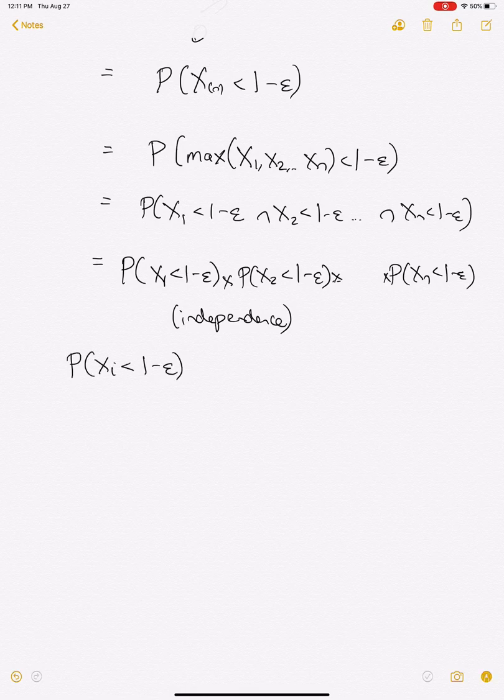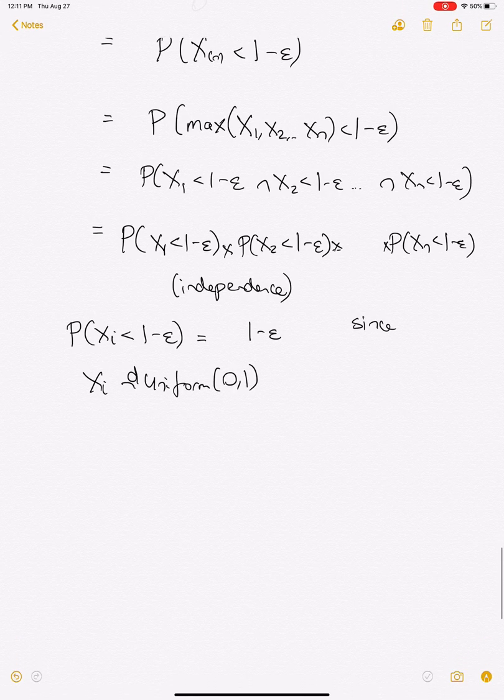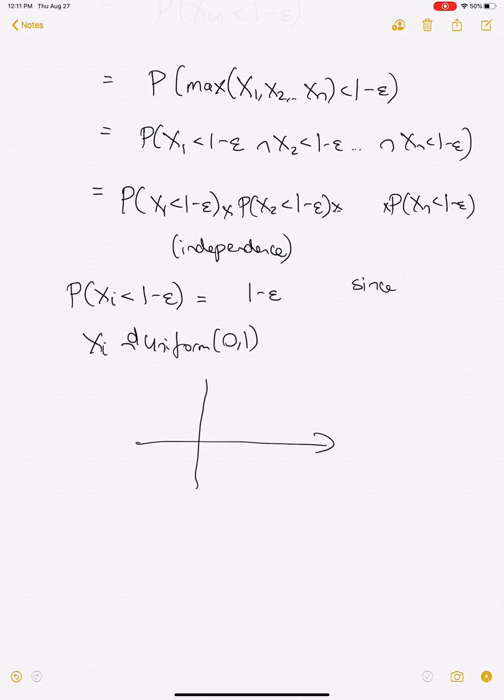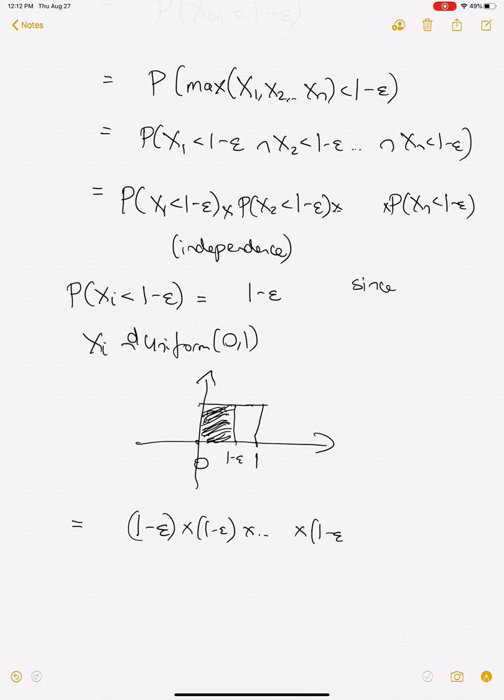For each xi, the probability that xi is less than 1 minus epsilon just equals 1 minus epsilon, since xi is distributed uniform 0, 1. If you recall, a uniform 0, 1 is a very nice, simple, continuous distribution that is flat from 0 to 1. So if you look at 1 minus epsilon, that area is just 1 minus epsilon. And so this calculation becomes 1 minus epsilon times 1 minus epsilon times and so on, and we get this very nice expression: 1 minus epsilon to the n.